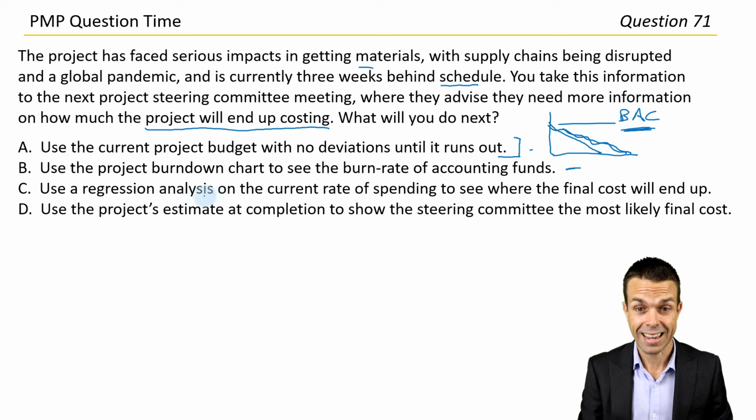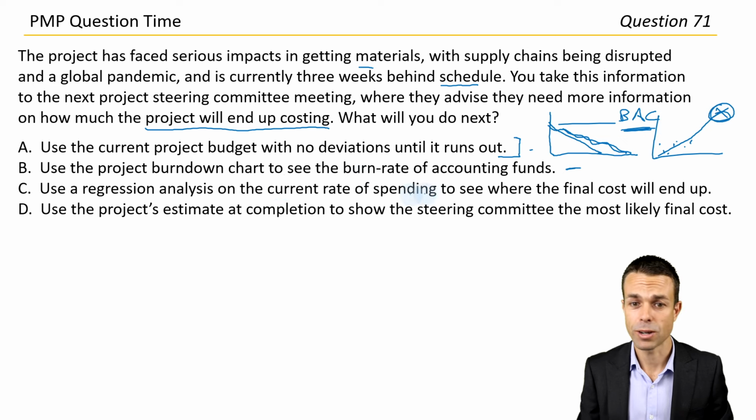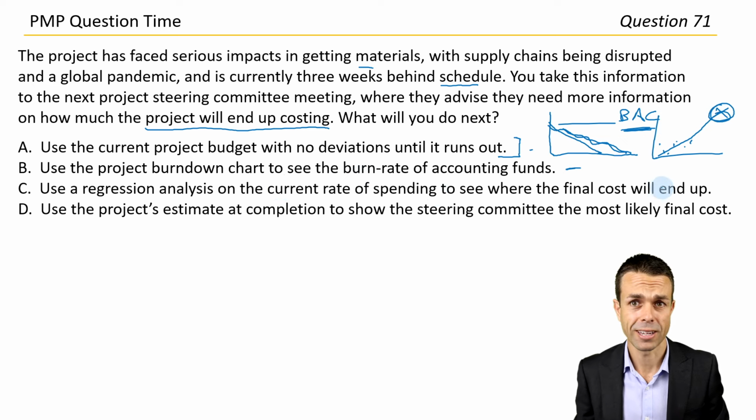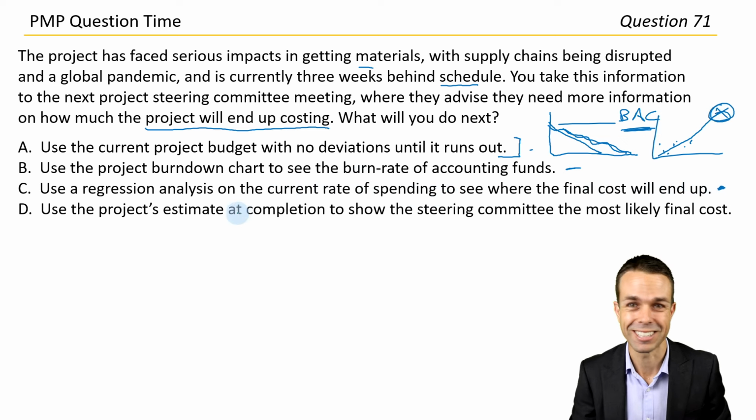Use regression analysis, so we see how it's tracking and we forecast that out into the future. So that's regression analysis, and it will end up around here to see the current rate of spending and see where the final cost will end up. I don't know if that's the best answer. Hopefully there's another one here. I'm running out of options.